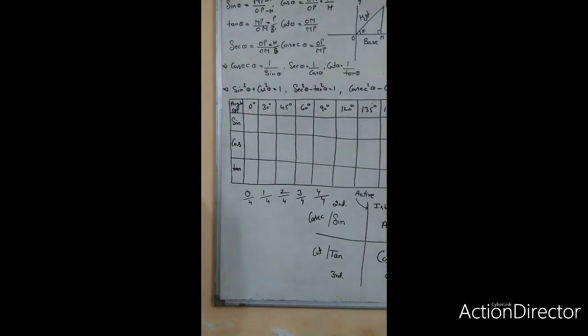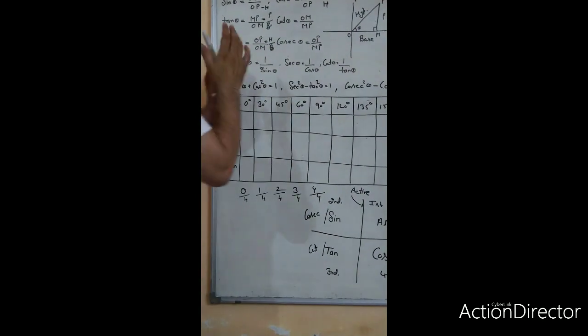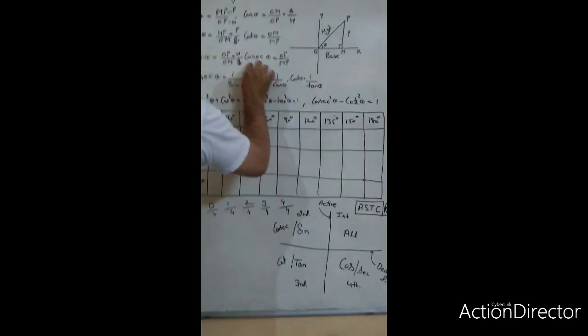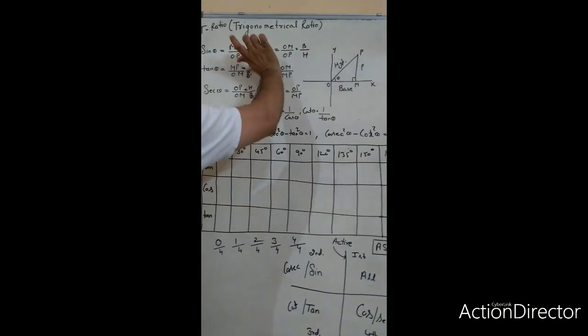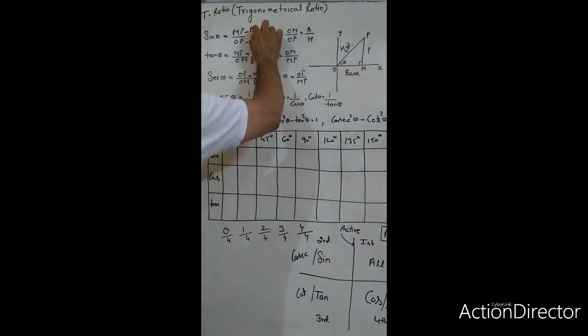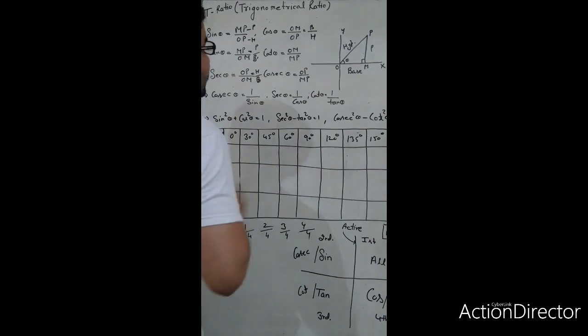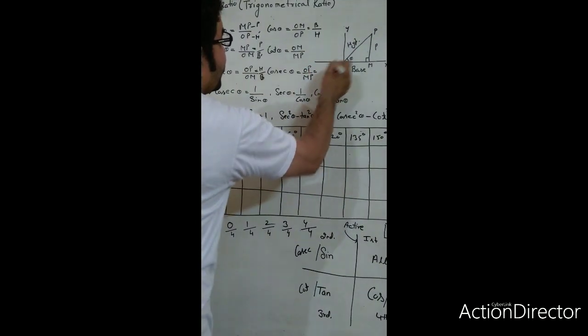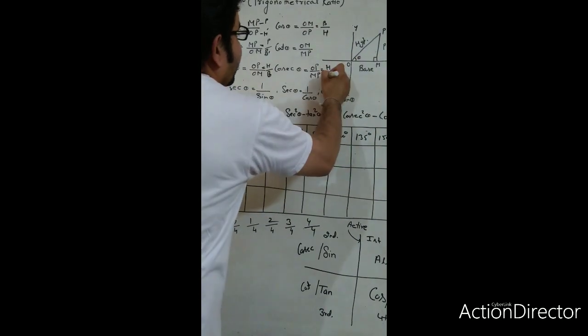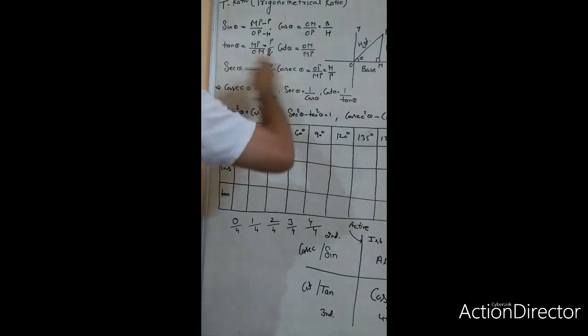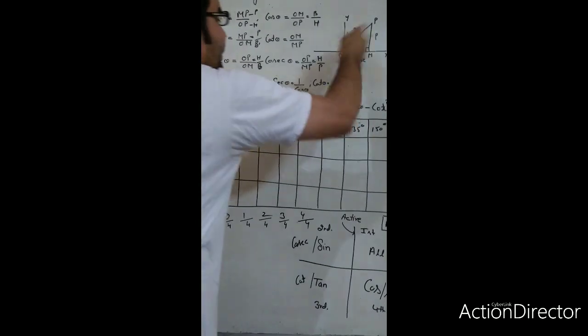Now the last trigonometric ratio, cosecant theta, is the reciprocal of sin theta. What is the value of sin theta here? Perpendicular by hypotenuse, so you just reverse it: hypotenuse by perpendicular. OP is the hypotenuse in that picture and MP is the perpendicular. In that way, we can find all 6 trigonometric values from the right angle triangle.